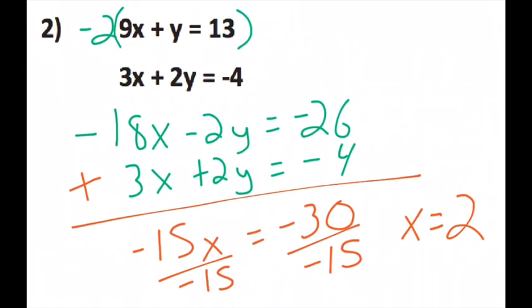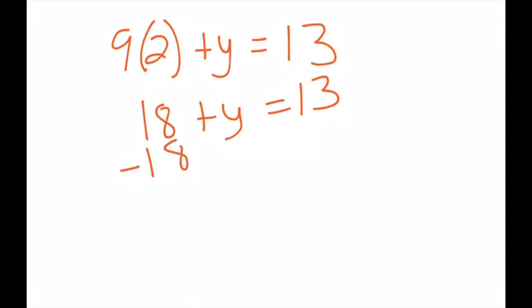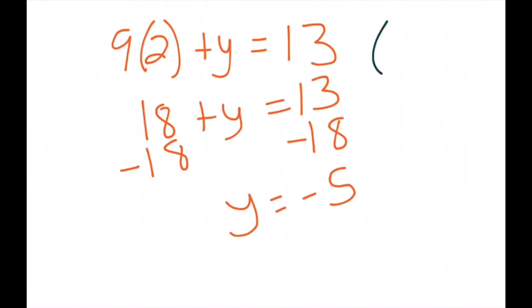Now I want to take that 2 and plug it back in for x. That way I can find out what y is. So I have 9 times 2, parenthesis, plus y equals 13. 9 times 2 is 18, plus y equals 13. We're going to subtract 18 from both sides, and y equals -5. So the answer to the system, my x value is 2, my y value is -5.